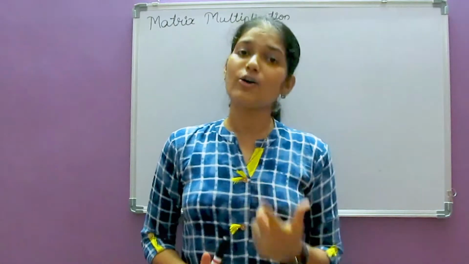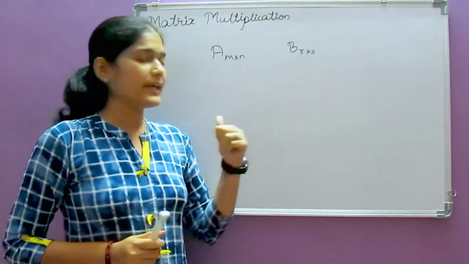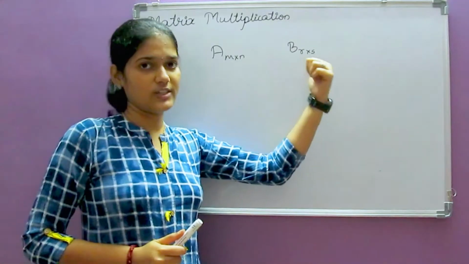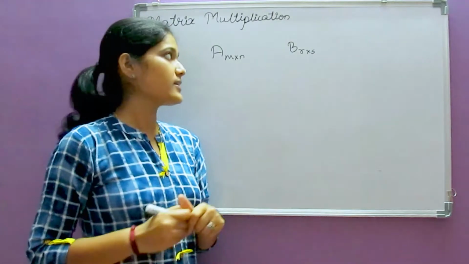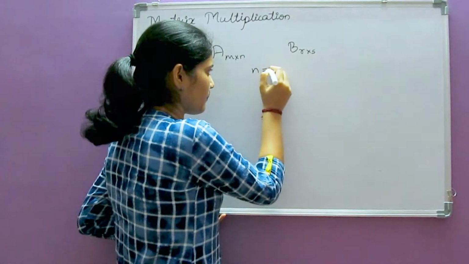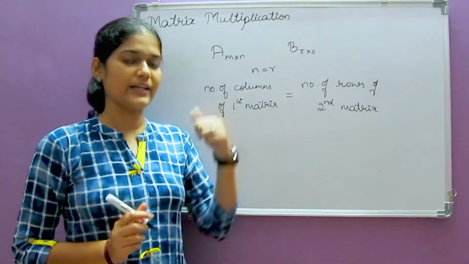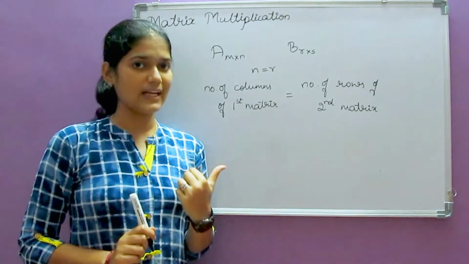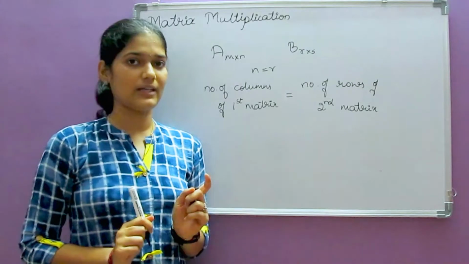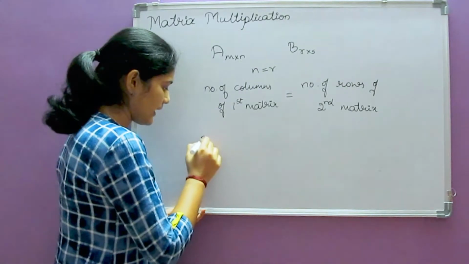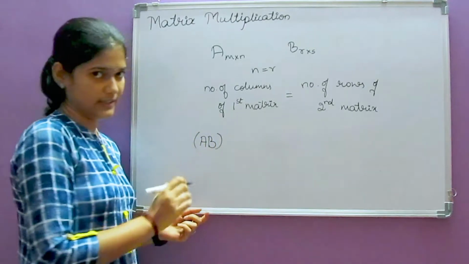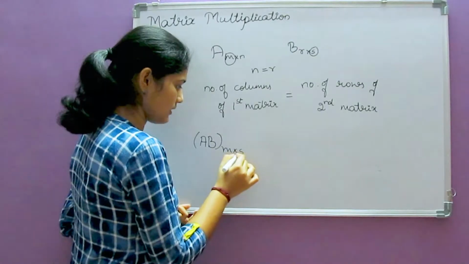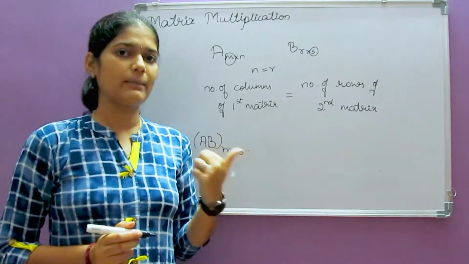Now, let's see how to multiply matrices. Let me take a matrix A of order m cross n and B is of order r cross s. To multiply these two matrices, n must be equal to r. That is, number of columns of the first matrix must be always equal to number of rows of the second matrix. If this condition is satisfied, then we can multiply these two matrices. Then the order of the matrix AB, that is product of these two matrices, will be the left out terms, that is m cross s. This is the condition to multiply two matrices.